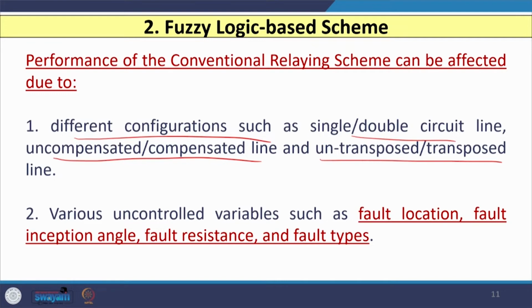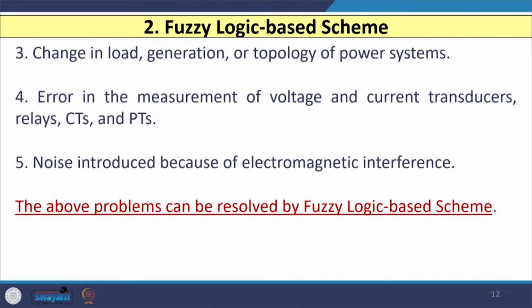Further, there are several uncontrolled parameters, like fault location, which is not in our hands, fault inception angle, which is also not controllable, fault resistance and fault type. Because of these factors, the performance of the relay is affected badly. Change in load generation or topology of the power system is also another factor.